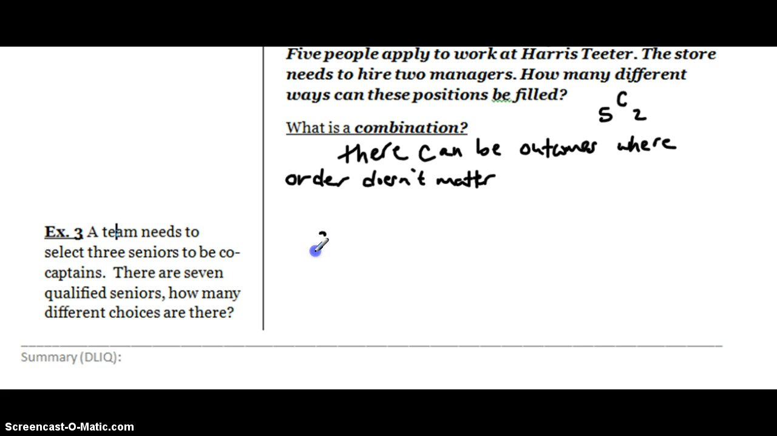And the same n and r occurs. The n is the total number of people or total number, depending on what the event is. And r is the number you're choosing. So here we have 7 total seniors, and we're going to pick 3. And it's going to be a combination. This formula is different. It's n factorial over r factorial times n minus r factorial.